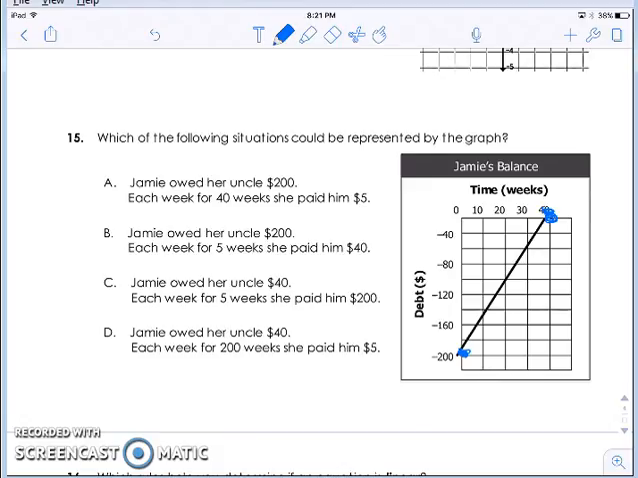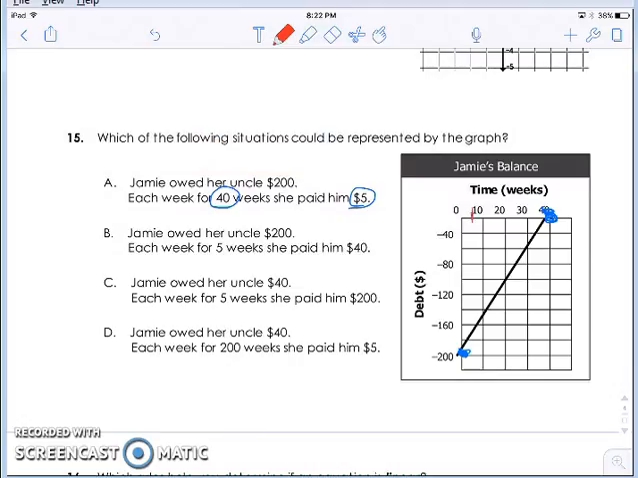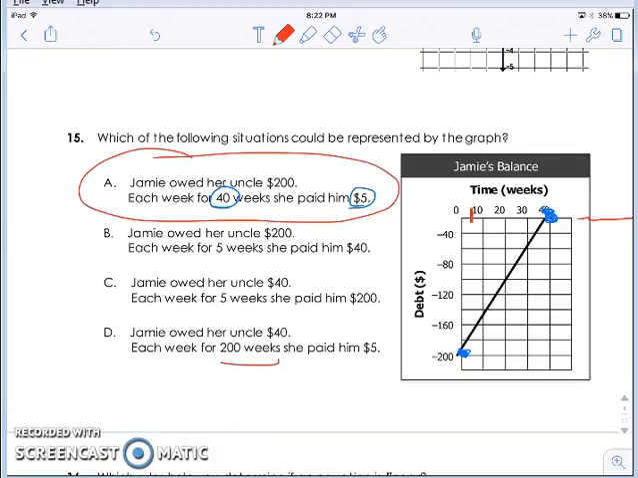So this would work out because we know she paid off the $200. 5 times 40 is 200. And these other ones don't really make sense. Each week for 5 weeks would have ended up right here. There's the 5-week mark. So each week for 5 weeks doesn't make sense. Each week for 200 weeks, well, 200 weeks would be way off to the right. So looks like A is our answer.